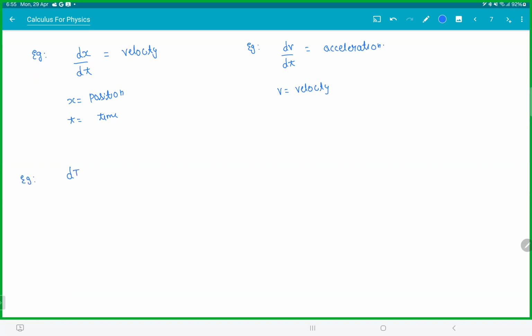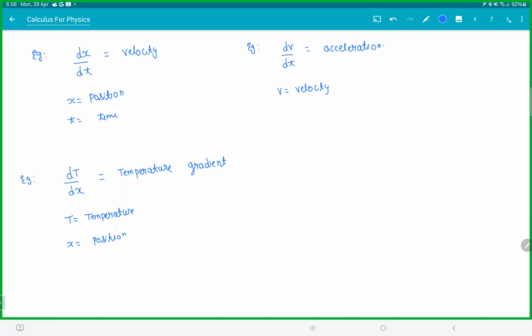You can have d capital T by dx. T is temperature. So you can even compare temperature also. You can compare temperature with position. There's a name for this. We call it temperature gradient. So don't think always it will be y and x or anything. You can compare any quantity with any other quantity. So I was trying to explain to you what differentiation is using slope, but you can actually relate this to any other property. Tanish, clear with this?